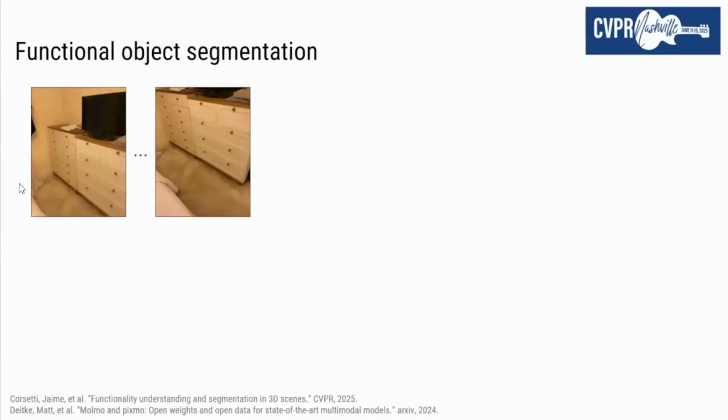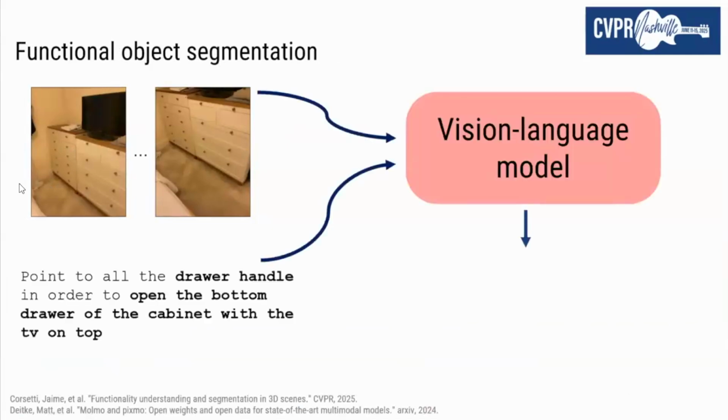Okay, at this point we have a lot of views of the object of interest, which possibly is well visible, and here we must actually find the functional object. To do that, we use a visual language model, particularly Molmo. Molmo has this unique capability of pointing to objects with quite a high degree of accuracy. So we prompt Molmo with a prompt that is built with the functional object name and the task description. In this case, it would be point to all the drawer handle, which is the functional object name, in order to open the bottom drawer of the cabinet, etc., which is the task description.